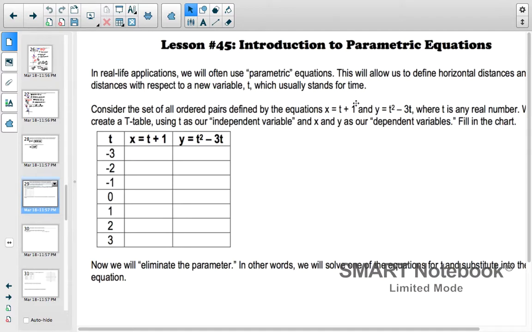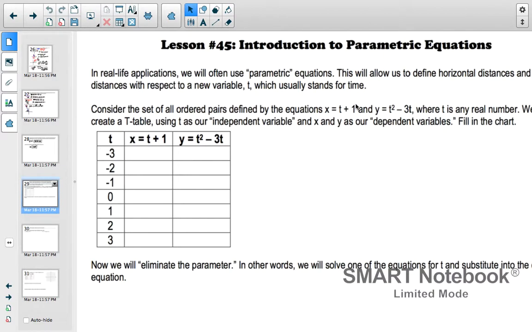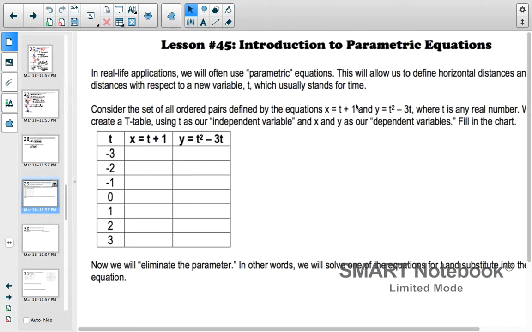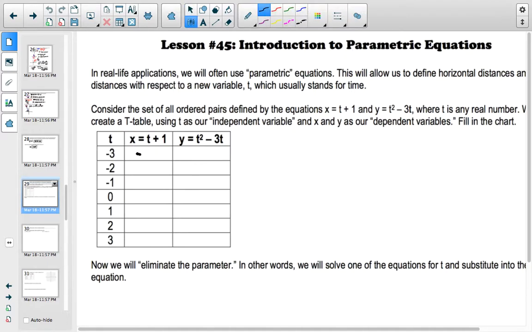So we're going to plug in t equals -3 in for the x equation, and we get -3 plus 1, which is -2. So just fill everything in. All right, and then plug in t equals -2, and you get -1. All right, then we plug in 0, we get 1, 1, 2, 3, and 4. All right, easy to fill in, right? Then we start plugging in -3, -2, -1, 0, and so on into this other equation.